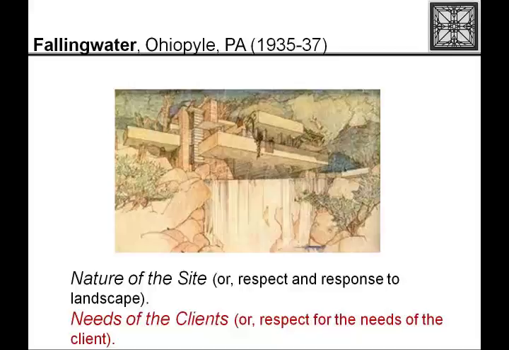Falling water is famously placed over a waterfall that was beloved by the clients, the Kaufmans. Once the home was built, the Kaufmans could no longer see the waterfall unless they left their home. However, the sound of the waterfall became a part of their daily experience of the building. The placement, the fact that the Kaufmans could no longer see the water, was actually ultimately a source of tension between the client and the designer in this case.